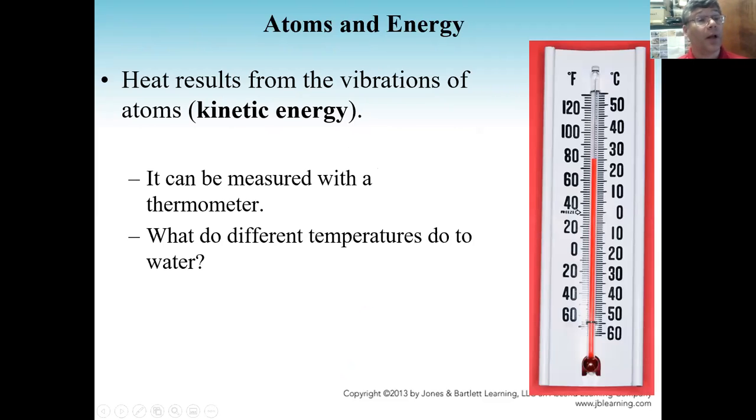We also need to think about how atoms and molecules interact with energy. What we think of as heat is basically how much atoms are vibrating, moving around: energy of motion, kinetic energy. Familiar? Measured using a thermometer. And also pretty familiar with the fact that with changing temperature, we see different things happening with water.